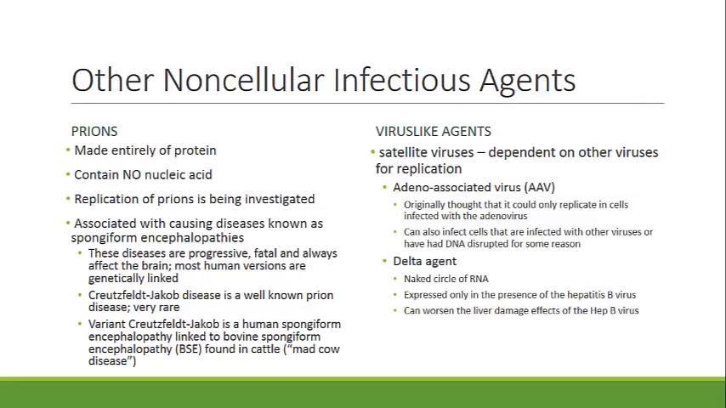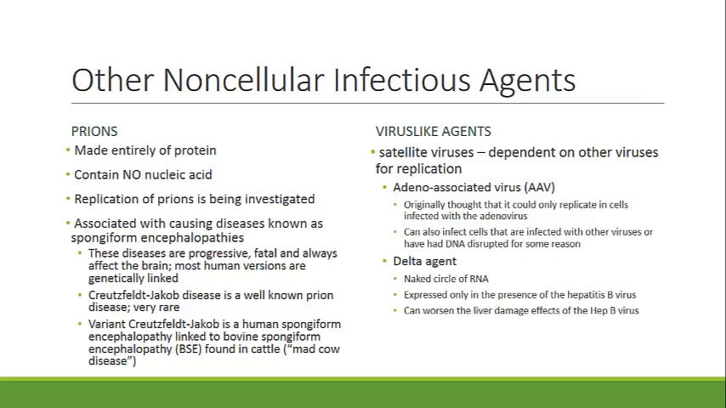They are associated with causing diseases known as spongiform encephalopathies, which basically cause your brain to look like a sponge, looks like it has holes in it. And these diseases are progressive, fatal, and always affect the brain, and most human versions are somehow genetically linked. One very well-known prion disease in humans is Creutzfeldt-Jakob disease, or CJD. It's very rare, but it is caused by prions.